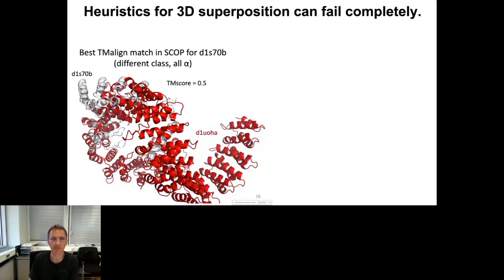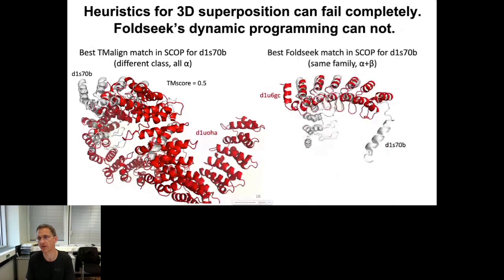Whereas dynamic programming always will give you the alignment that scores best, and usually this is very robust. And if there's something that you can find, then usually that is within your search sensitivity, you will find it. So the Foldseek here finds the correct family.